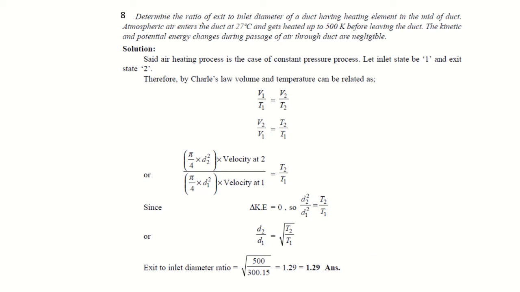Determine the ratio of exit to inlet diameter of a duct having a heating element in the middle of the duct. Atmospheric air enters the duct at 27 degrees Celsius and gets heated up to 500 K before leaving the duct. The kinetic and potential energy changes during passage of air through the duct are negligible. You have to determine the ratio of exit to inlet diameter.